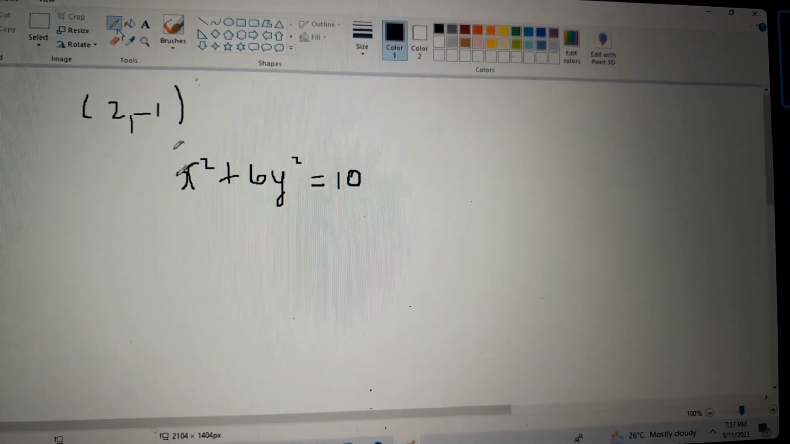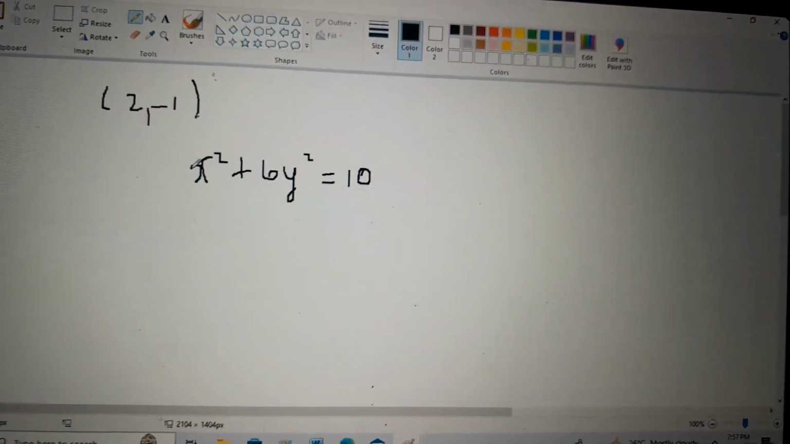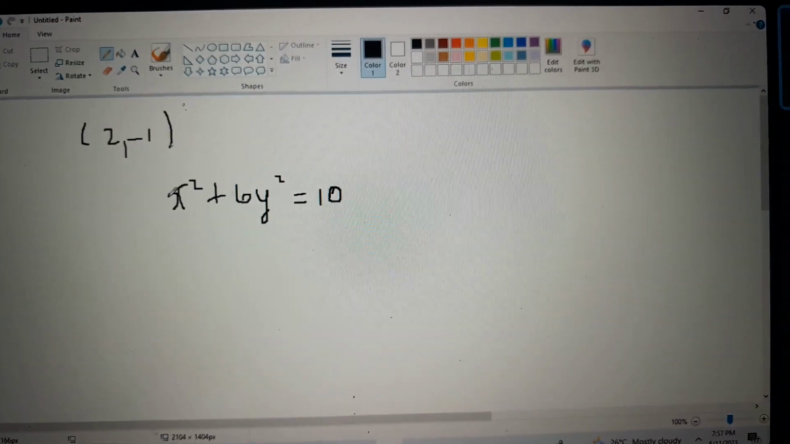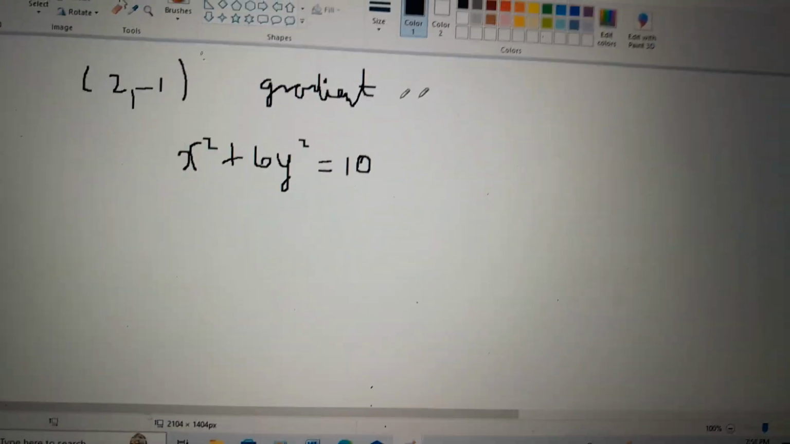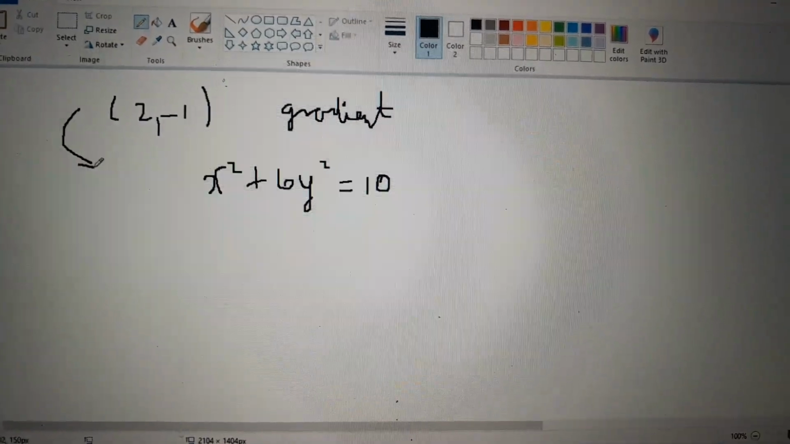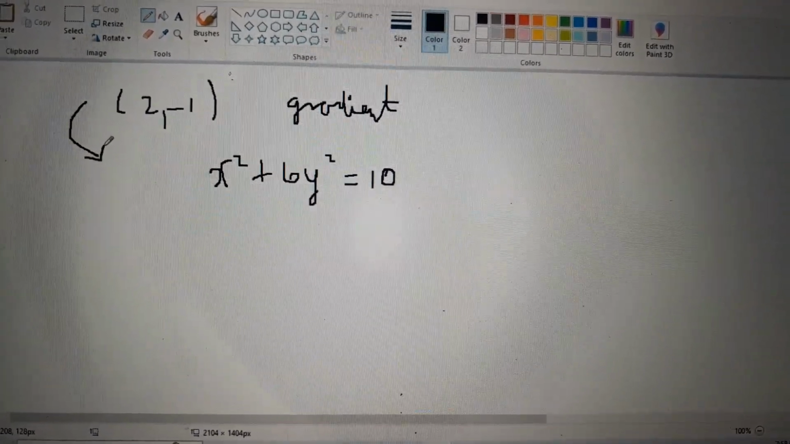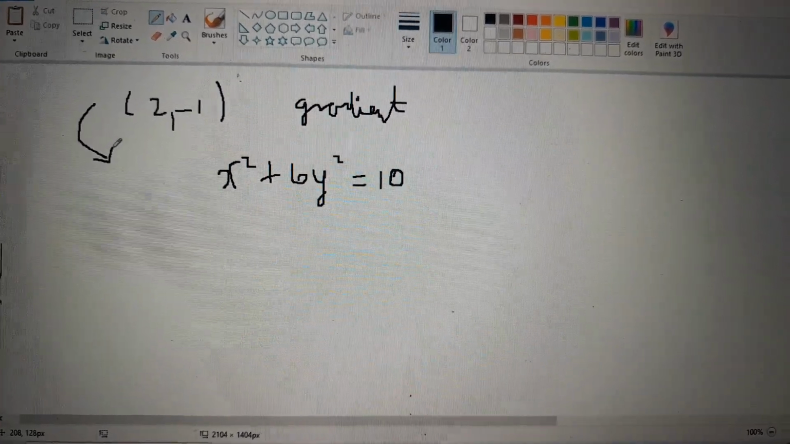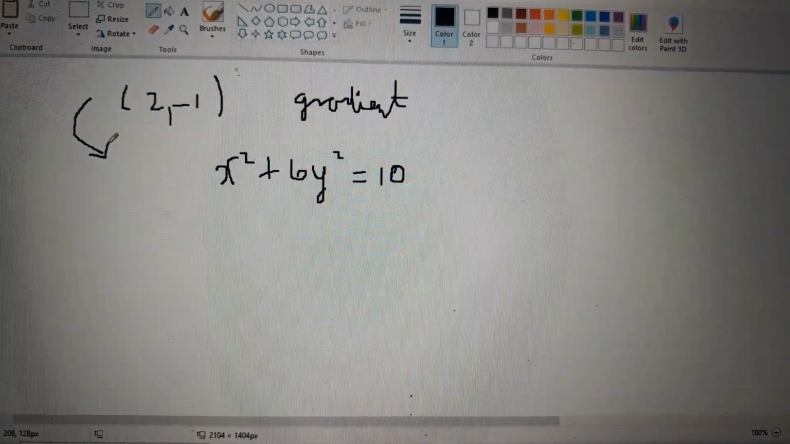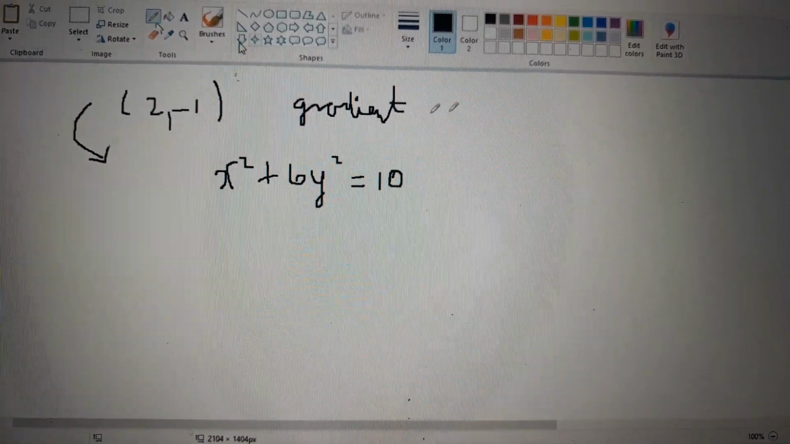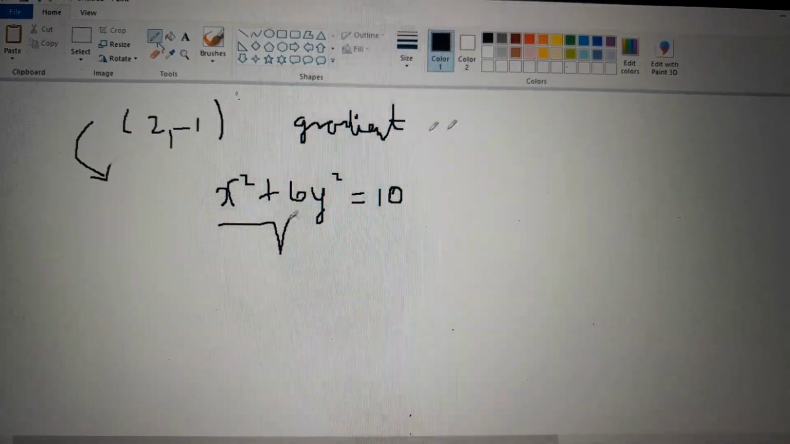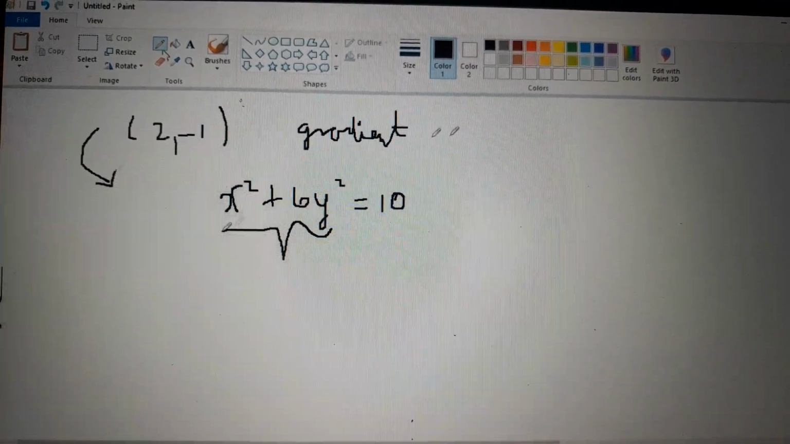So this is a simple implicit differentiation function, right? If a question comes like this, find the gradient, you don't have to be puzzled. That's another way of saying differentiate or find the first derivative. Now we know it's implicit differentiation because we have the x and the y. We have to deal with both of them.